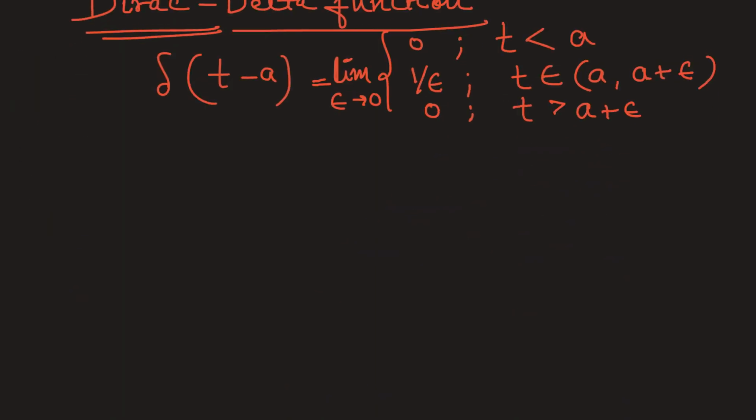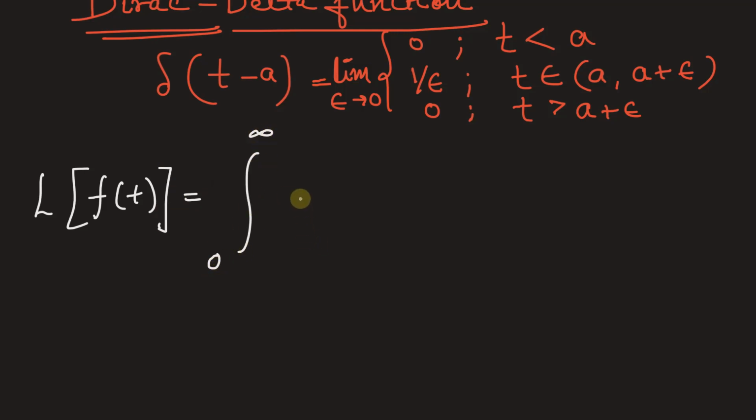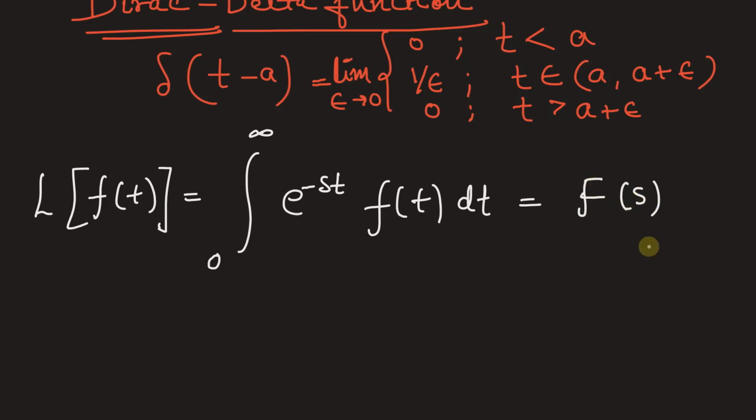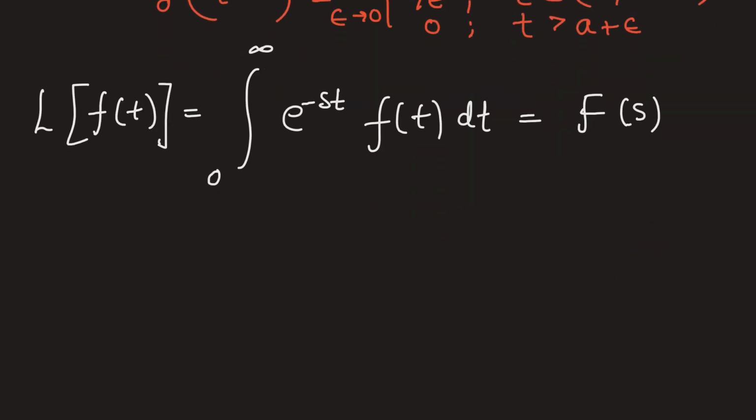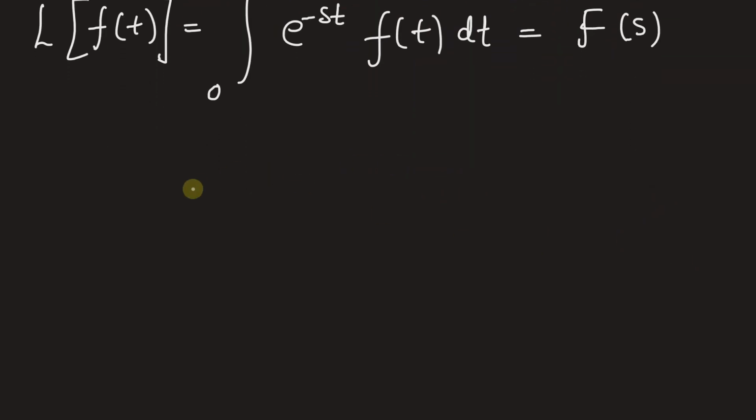Moving ahead, now let's define the Laplace transform. The Laplace transform of any function can be written as L{f(t)} equals the integral from 0 to infinity of e to the power of minus st times f(t) dt, and that is also called F(s). That is the Laplace transform of a function f(t). Now we need to find the Laplace transform of this Dirac delta function.